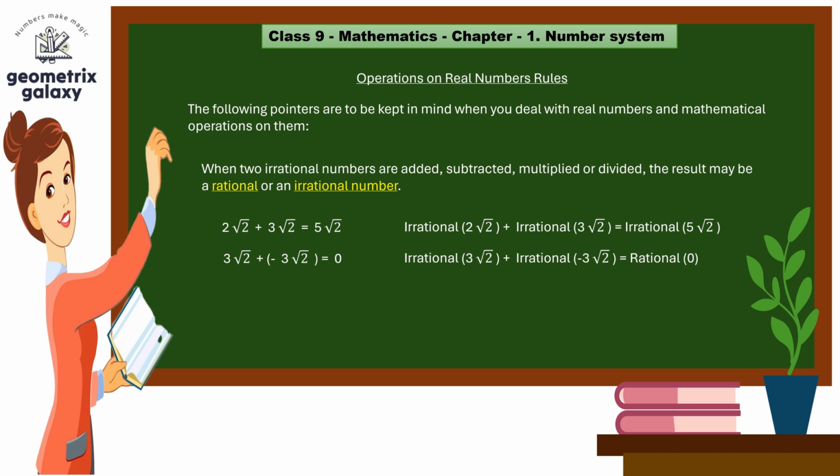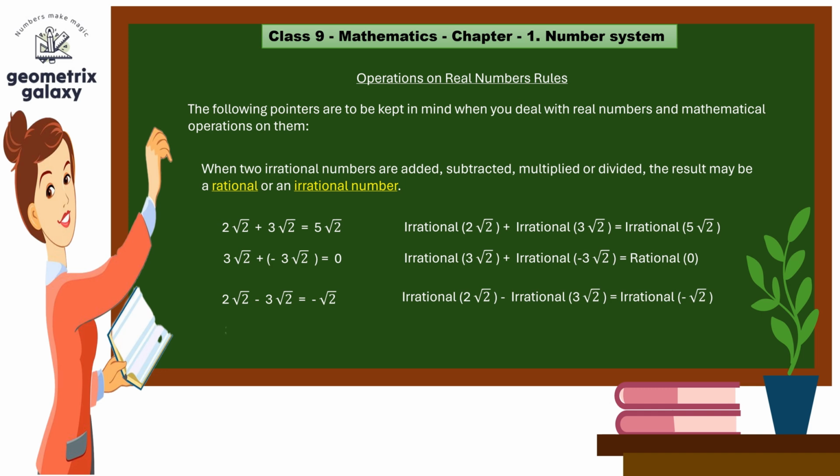Let us extend the example for subtraction. Now I take 2 root 2 and 3 root 2. If I subtract, 2 root 2 minus 3 root 2 is equal to minus root 2. So irrational number minus irrational number gives an irrational number.